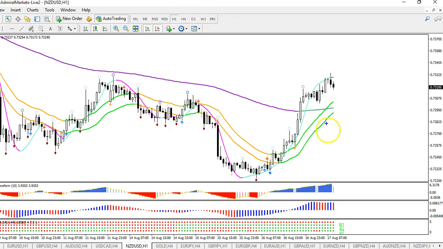I do think that it will continue higher. I just think that the Aussie is set up a bit better. I do see bullish momentum here, so some retracement and continuation is possible on the Kiwi as well.